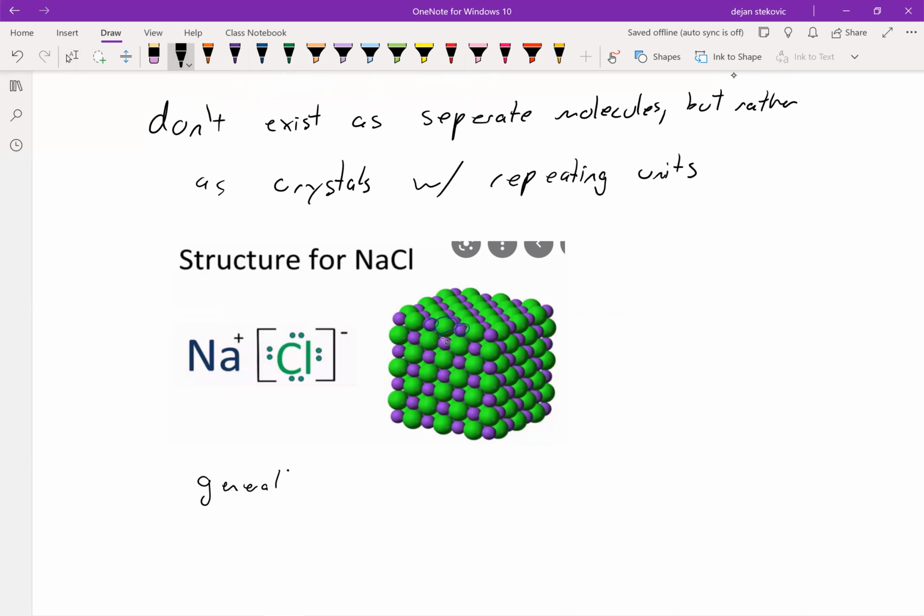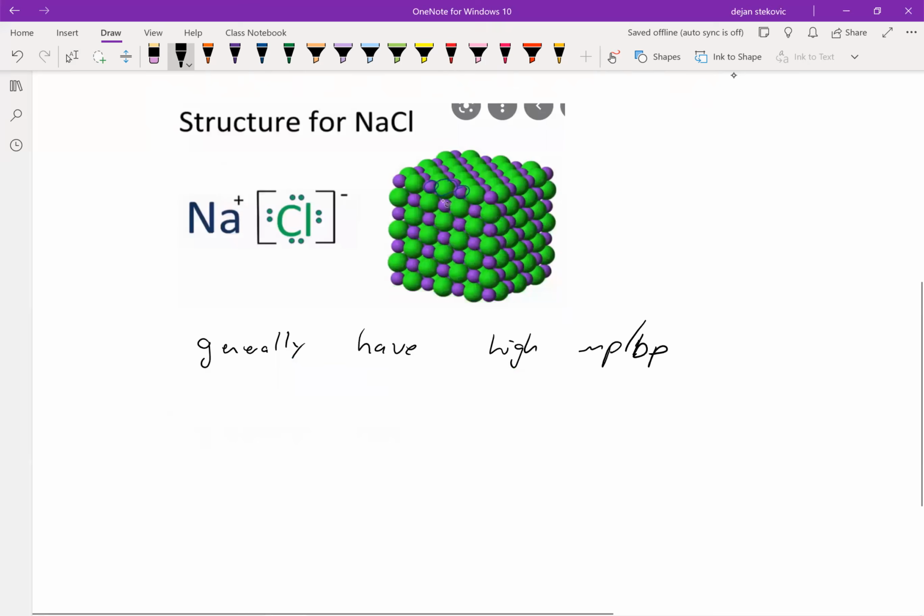They generally have high melting points and boiling points compared to molecular or covalent compounds.